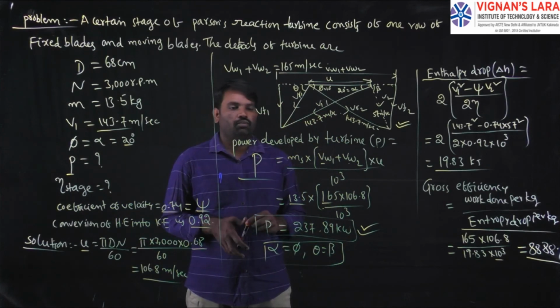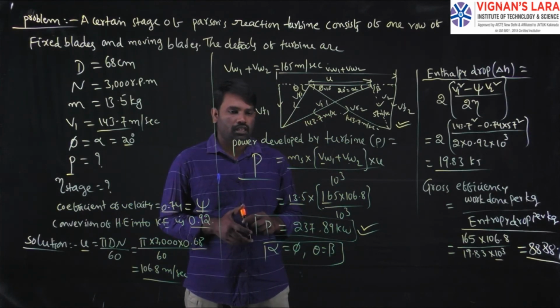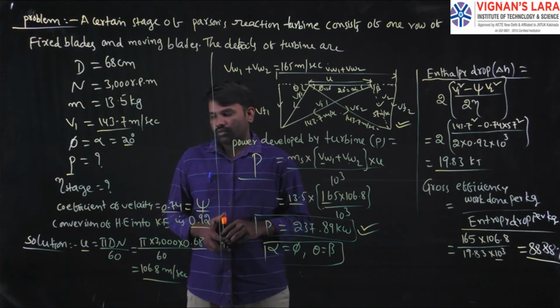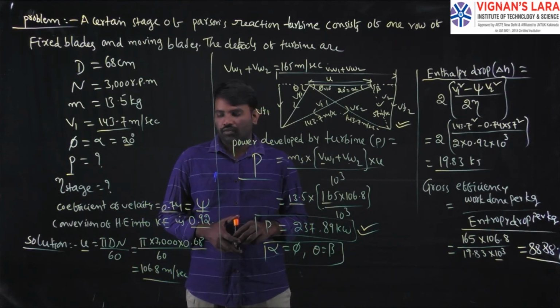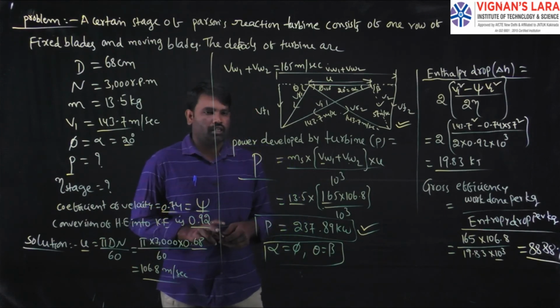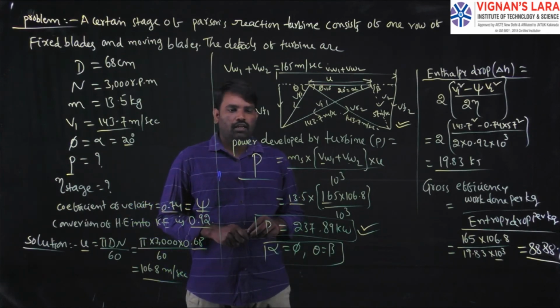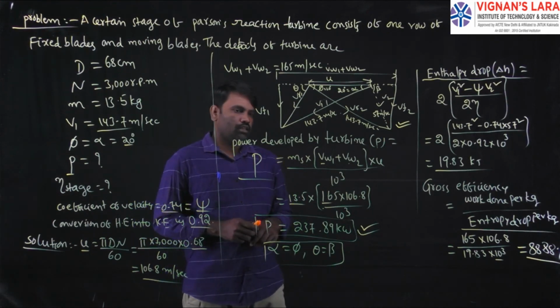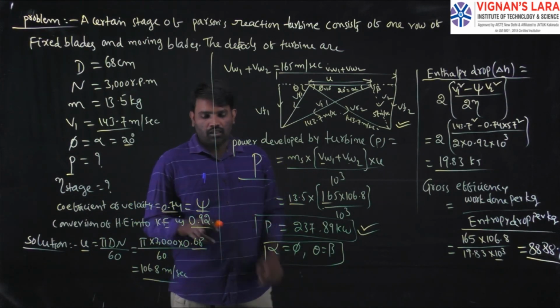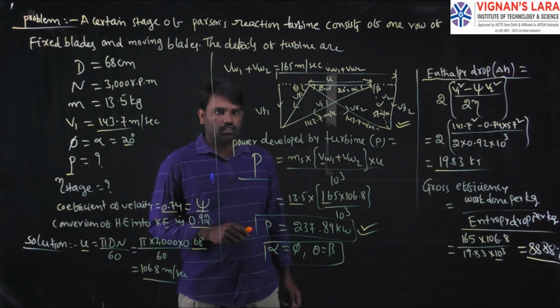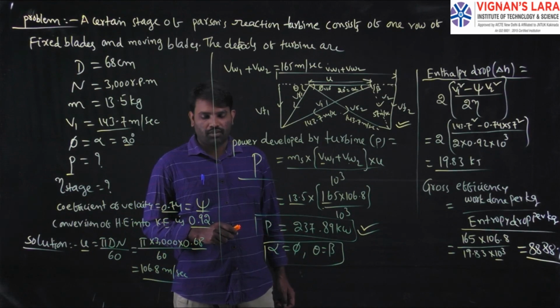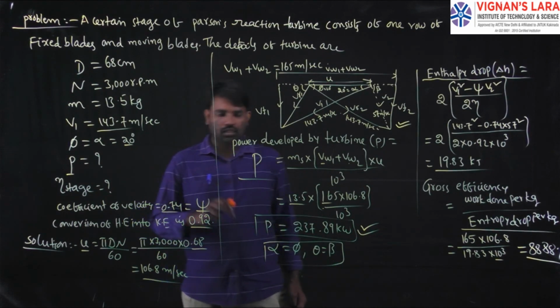In case of a Parsons reaction turbine the degree of reaction is 50%. In any problem, if the velocity coefficient is given, we have to consider it as loss of velocity, and if the efficiency is given as 0.92, that means 8 percent of efficiency is lost because of this psi value.